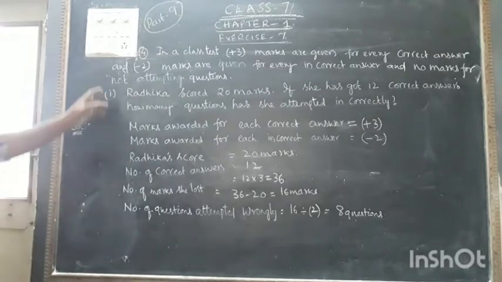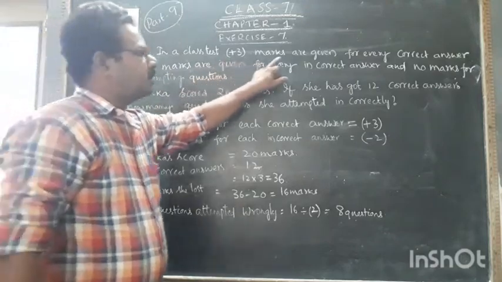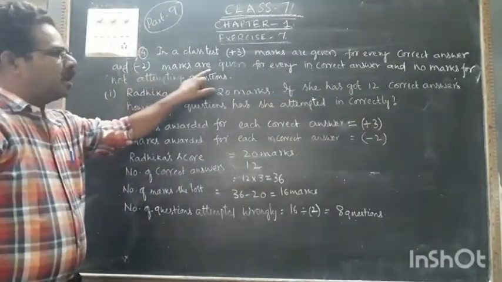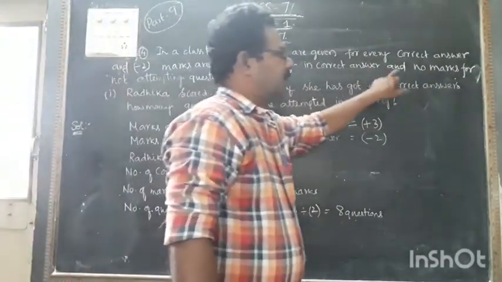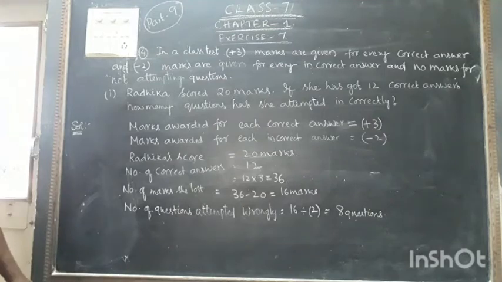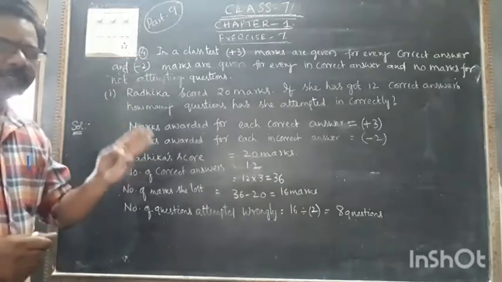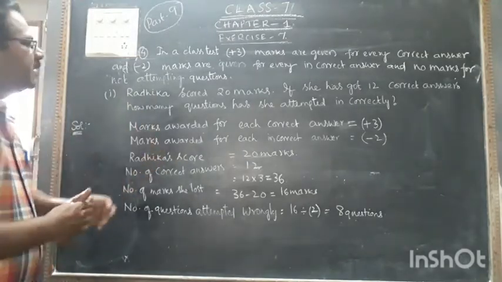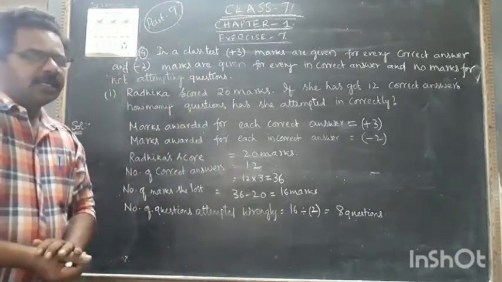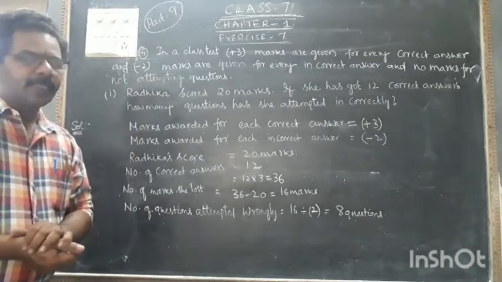Yes, children. Next, fourth question. See the question first. In a class test, plus 3 marks are given for every correct answer, and minus 2 marks are given for every incorrect answer, and no marks for not attempting questions. This is the data they have given. We have already done this type of sum. In your class test, 3 marks will be given for every correct answer, and 2 marks will be deducted for every incorrect answer. Suppose no question is attempted, then they will get 0 marks.